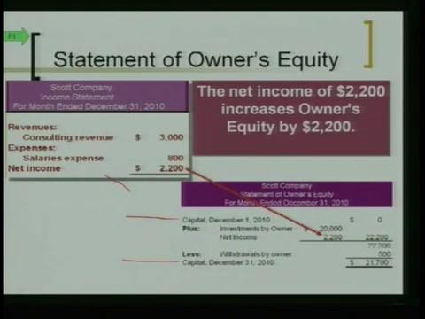Do you see how when we do a statement of equity next month, the beginning balance will be 21,700? You understand that? Okay. So don't be thinking the beginning balance is always 0. All right. These are the first two statements: income statement, statement of equity. Do you see why we have to prepare the income statement first? Because the net income flows into the statement of equity.